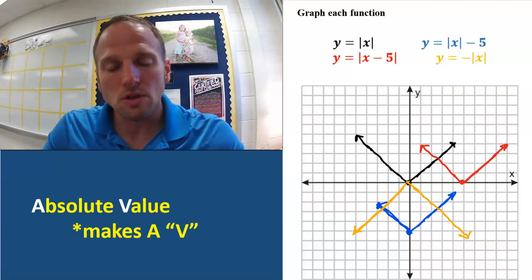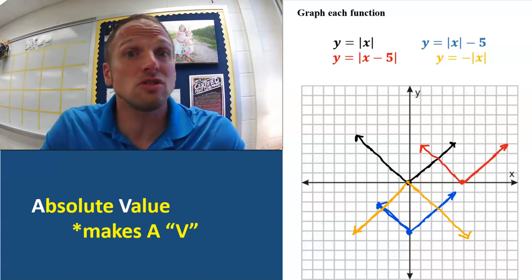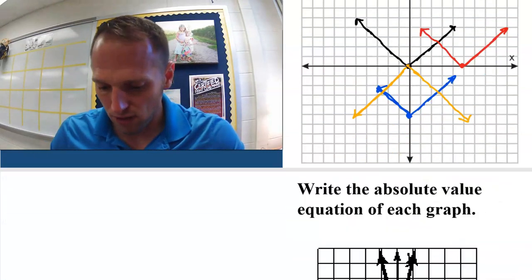And that's what it looks like. Okay, so when we've got the negative out in front of the x, it's just like changing the slope. Instead of going up, it's going to go down. So we're just going to flip it over.